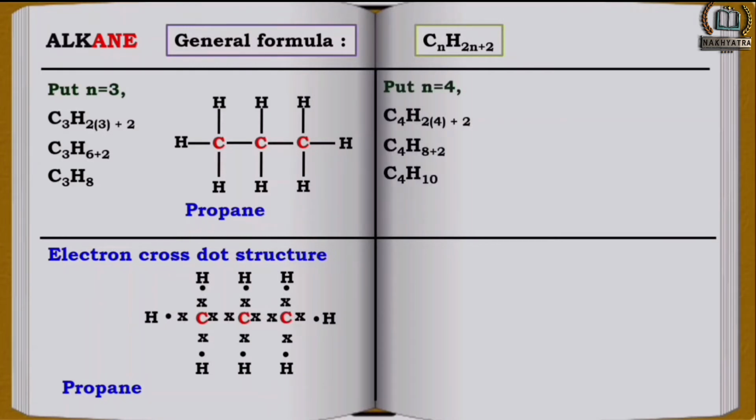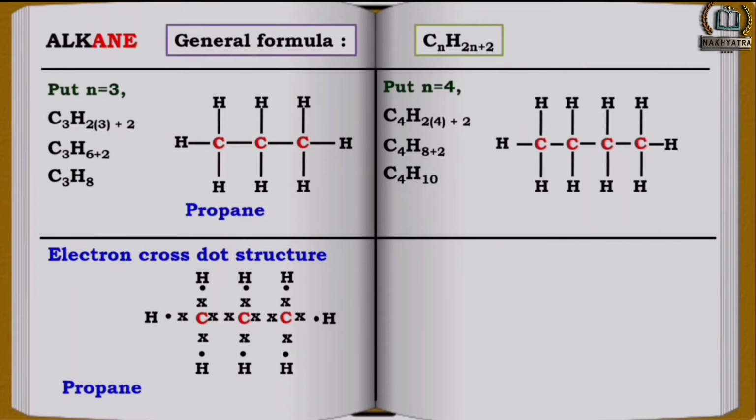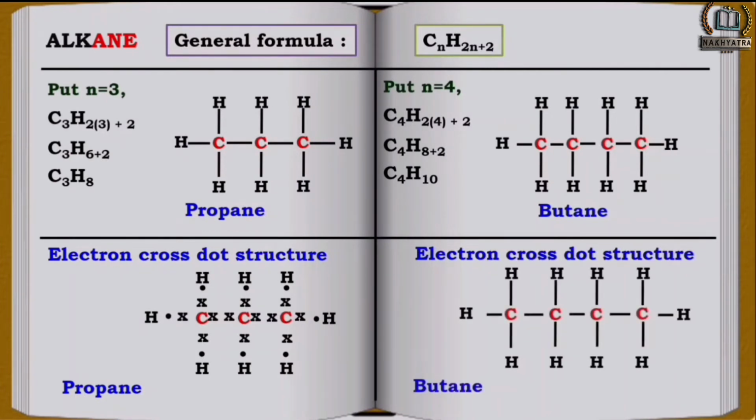Now see, by putting the value for n equal to 4 in the formula, we will get C4H10. So see, there are 4 carbon atoms. That means the root word will be 'but'. So it will be butane. Now let's see the electron cross-dot structure for butane. It is also similar. The cross represents the electrons of carbon and the dot represents the electrons of hydrogen. Okay, this is very easy.